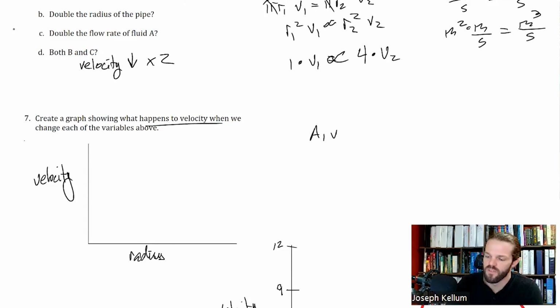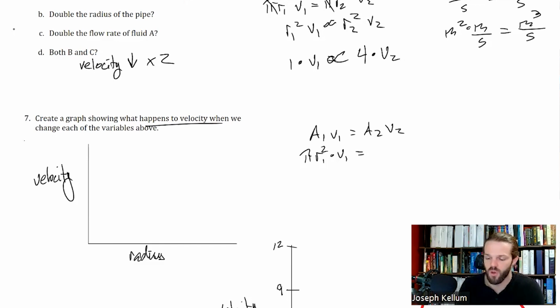Remember, the equation was A1 V1 equals A2 V2. Okay. So, we could simplify that down to be pi r1 squared times v1 equals all of this over here, right? So what you can see is that as radius increases, velocity has to decrease. But as radius increases, the effect it has is more significant than that of velocity, right? So as radius increases, velocity is going to drop off exponentially in this graph.